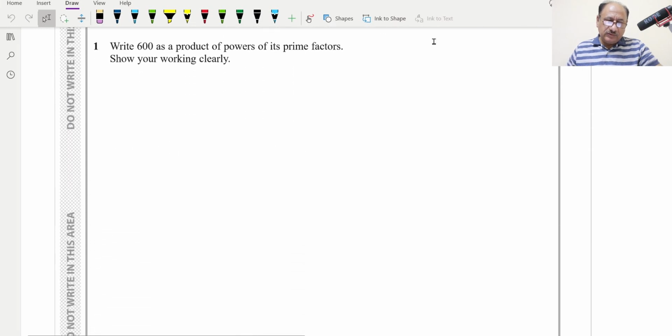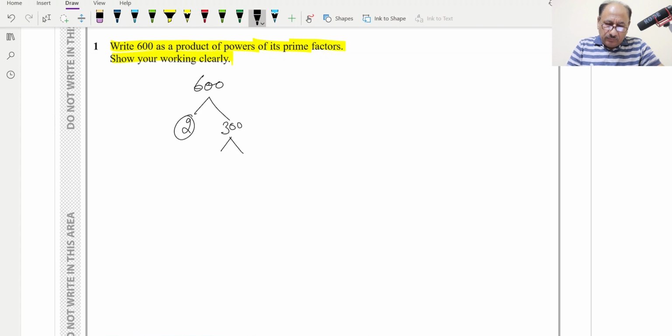Question number 1 says write 600 as the product of pairs of its prime factors. So showing our working clearly, we can write 600 and split it into prime factors. This is prime and this will be multiplied by 300. Then this will be 2 into 150. Then we can split into 2 into 75. Further we can have 3 into 25. 3 fives are 15, 3 twenty-fives are 75.